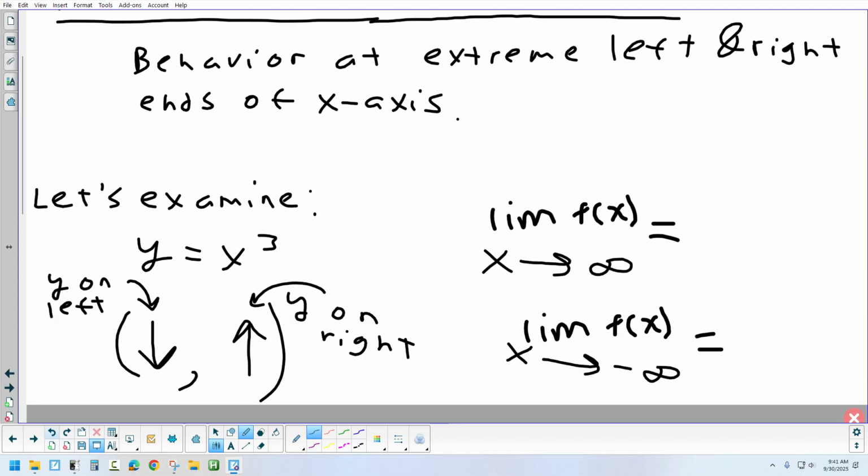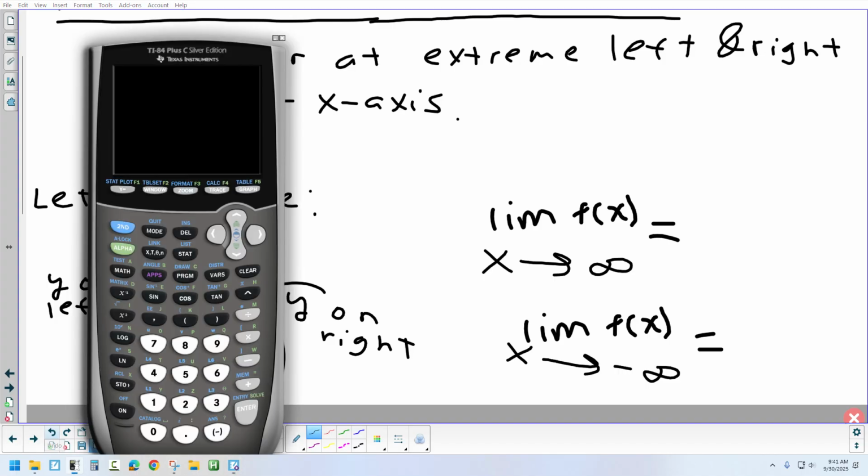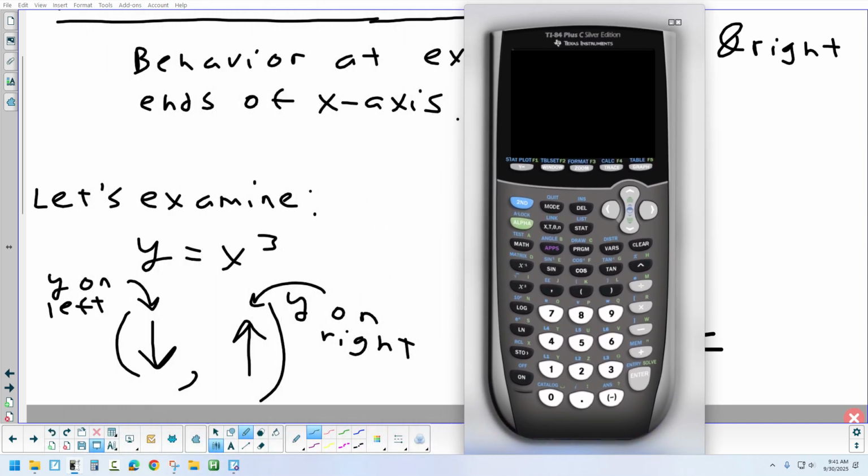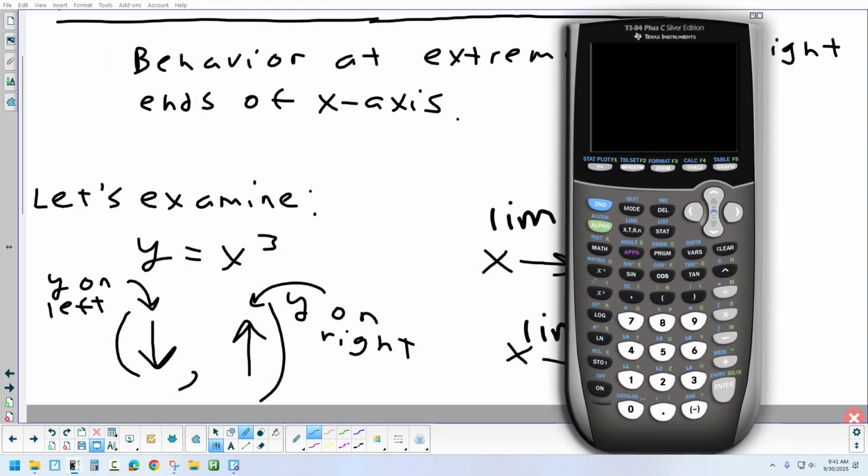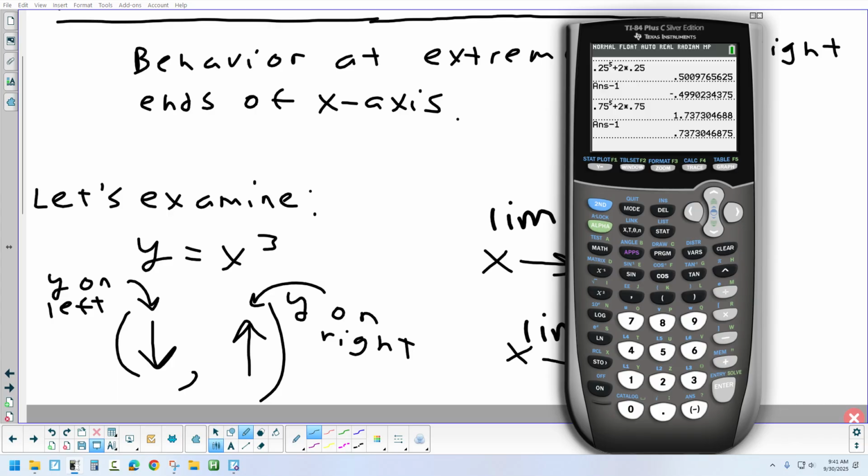So we're going to talk about how we can describe the end behavior in two different ways. One is with arrows, which is not really that formal. And the other one is in what we call limit notation, which is much more important to understand.